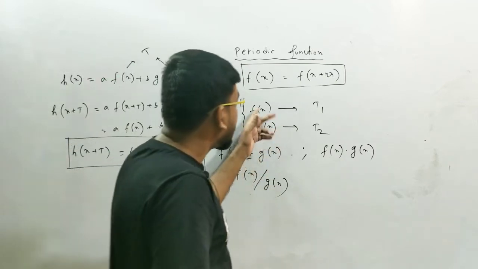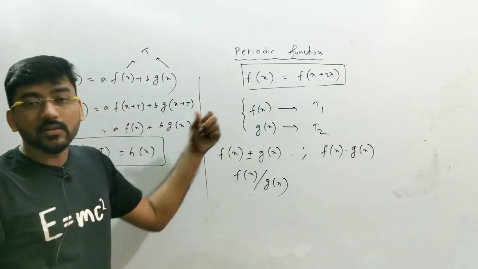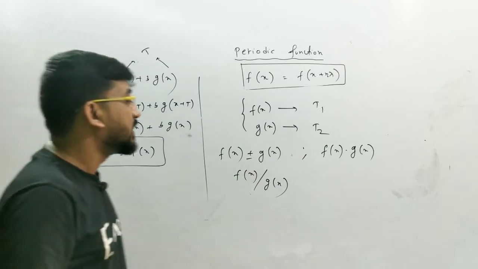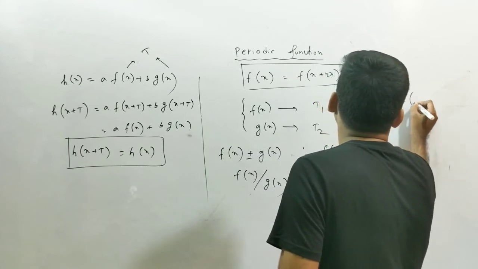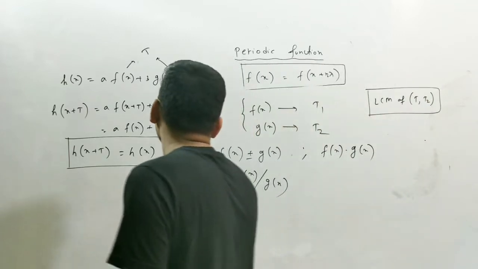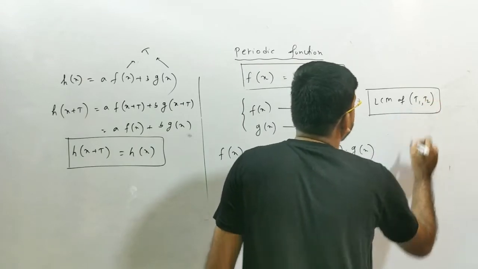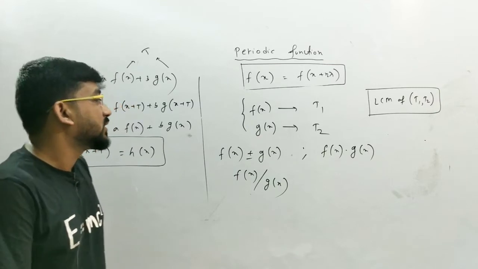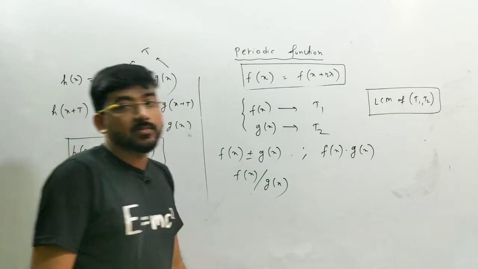But if the functions have different periods, then if you take their linear combination or multiplication, or if you divide one function by the other, your period will always be the LCM of T1 and T2. So this is the rule you need to know about. If the periods are different, then any combination like plus, minus, multiplication or division, your period will be the LCM of T1 and T2.